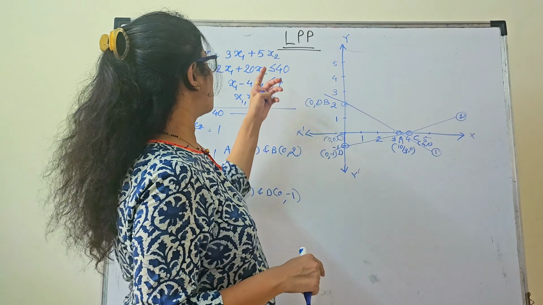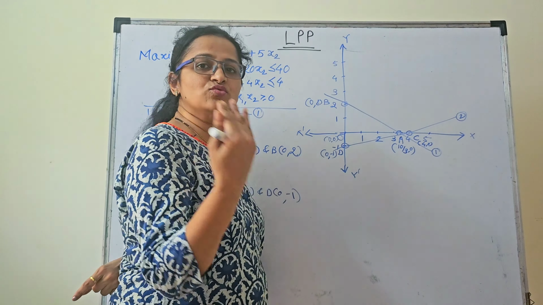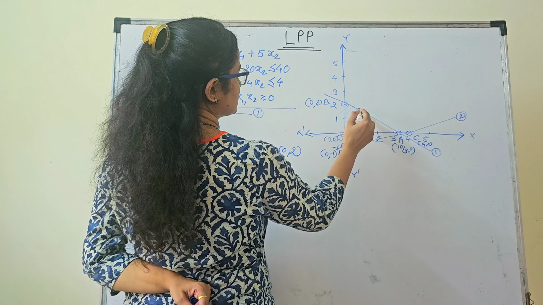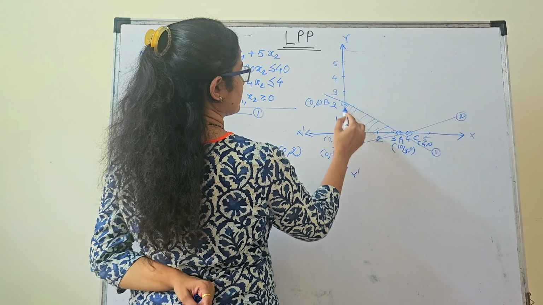Now let's look at these inequality signs to find out the feasible region. So both are what? Less than or equal to, less than or equal to, correct? So the feasible region is towards the origin. For this line it is quite easy, correct? The feasible region is this way towards the origin. This is the origin, right? So this is going this way, correct?